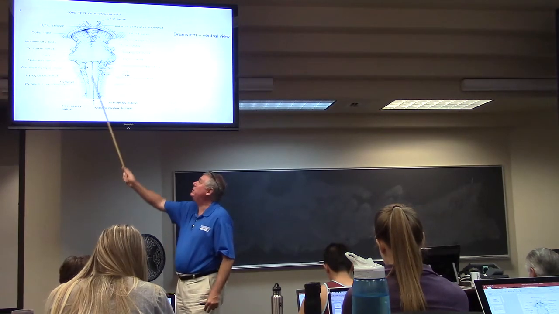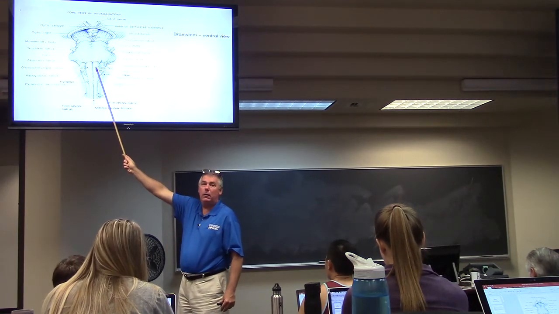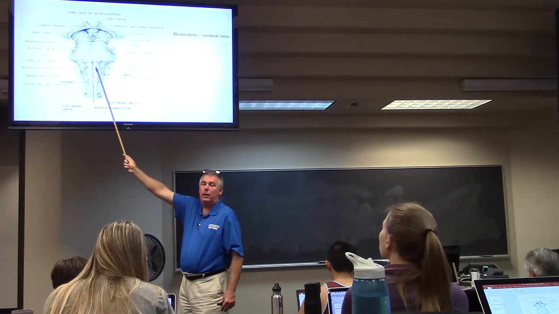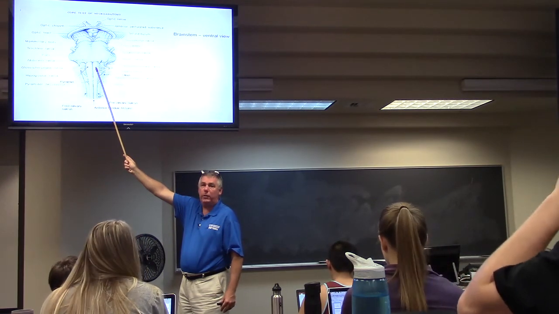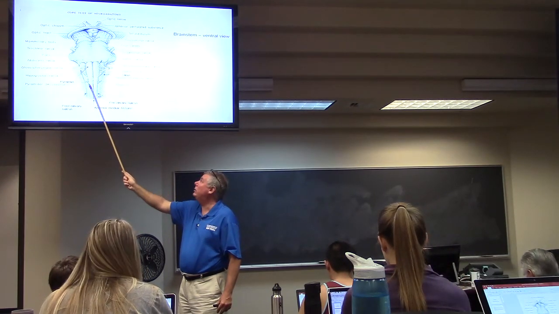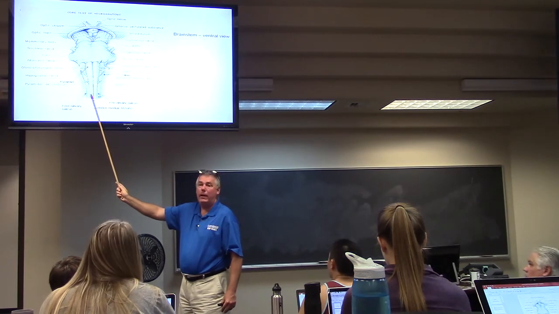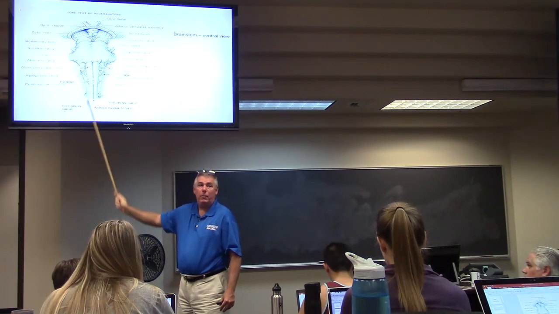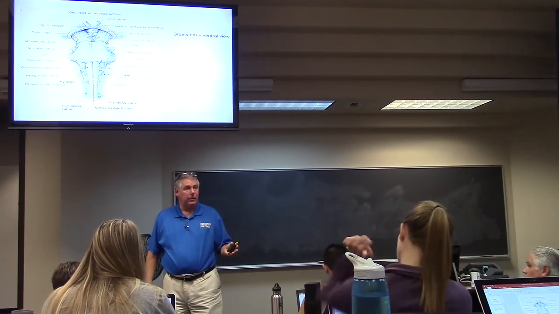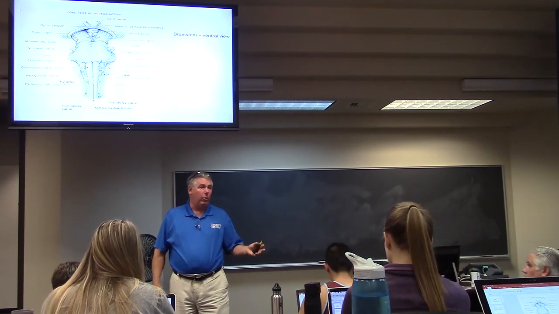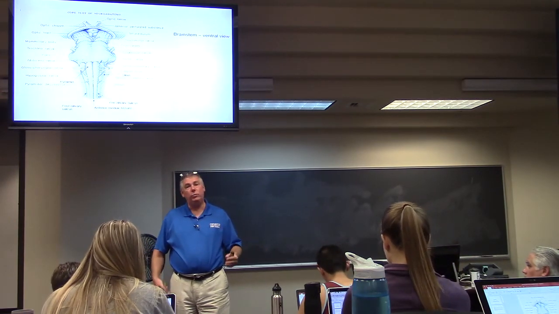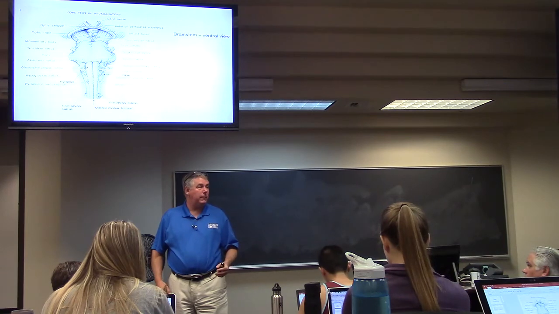So axons that are in here, headed for the spinal cord to drive motor function, cross into that side down here. So it makes a difference if you have a lesion, whether you're above or below the decussation, as far as which side is going to be affected. Okay?